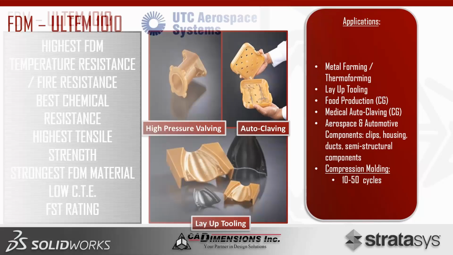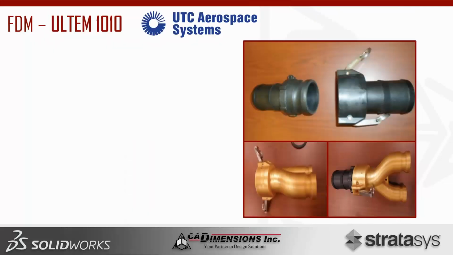And our case study with ULTEM 1010 is UTC Aerospace Systems. Just as a little bit of background on these guys, what they normally do is they make a lot of different parts for onboard use for various aircraft, both military and civilian. But more importantly, the machines that they use are where ULTEM 1010 came into play. So there were a lot of different valving features and portions of their machines that would break down over time.